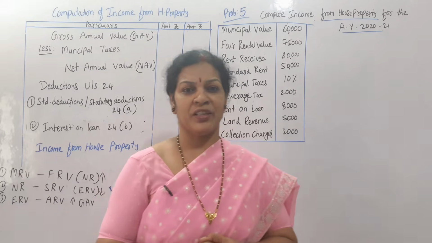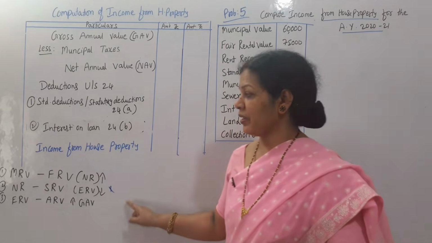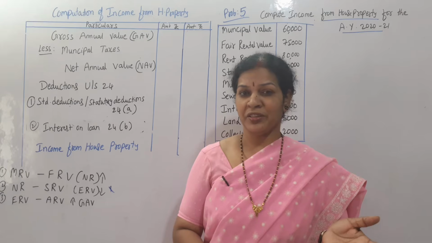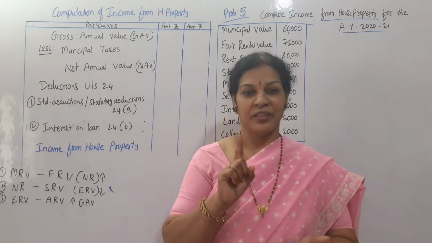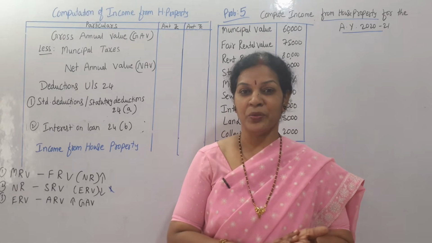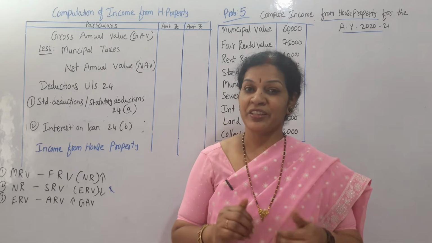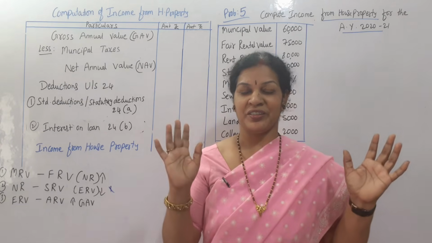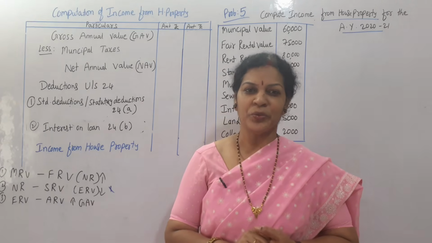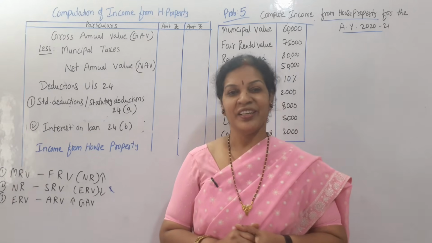As I told you in the last class, what information is required? For GAV calculation, MRV, FRV, SRV and actual rent, this is the information we want. Municipal taxes we will take, and interest on loan we will take, not anything else. Useful information we take, the rest we are going to ignore. Pause the video after explanation, try to work out by yourself, then you can check with my solution. Clear? Now let me explain this.